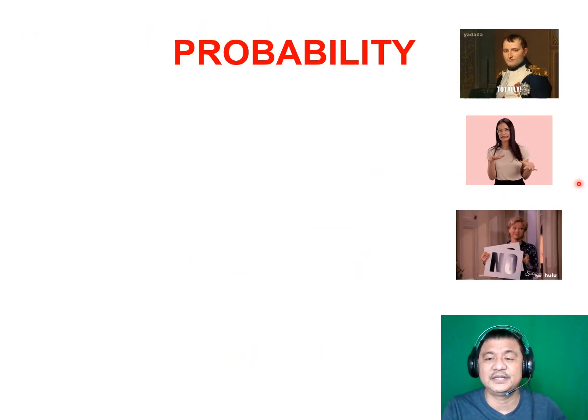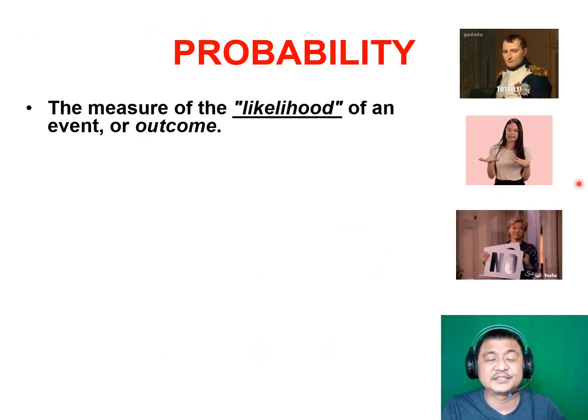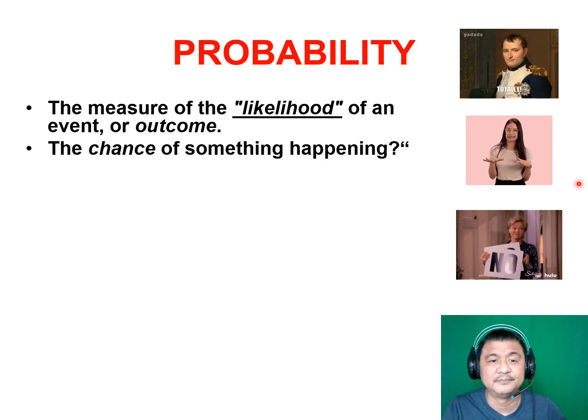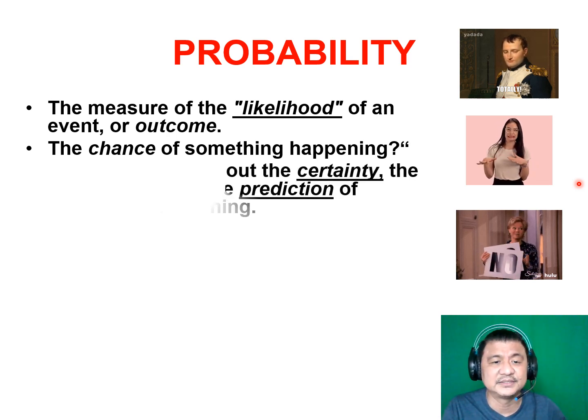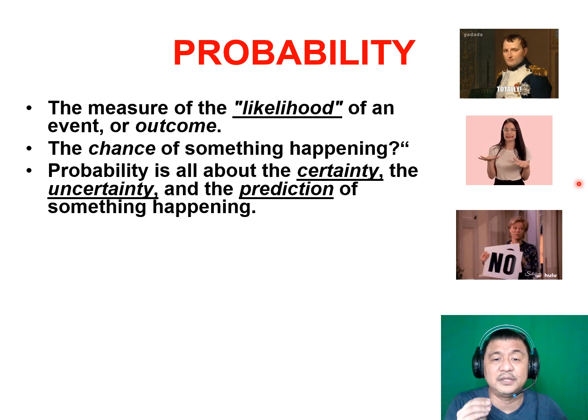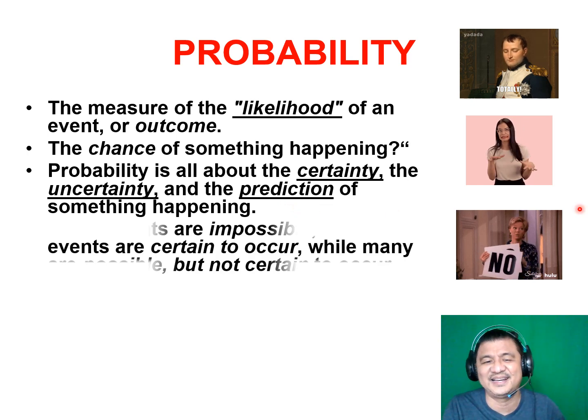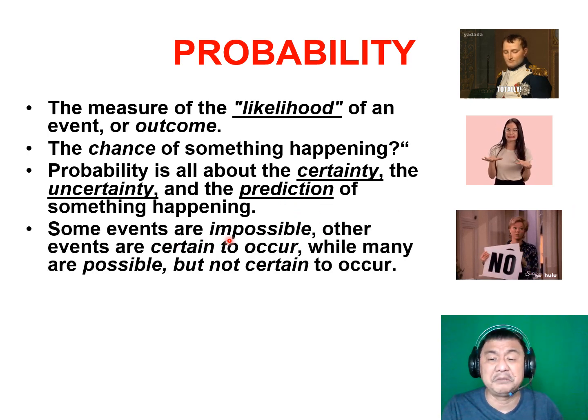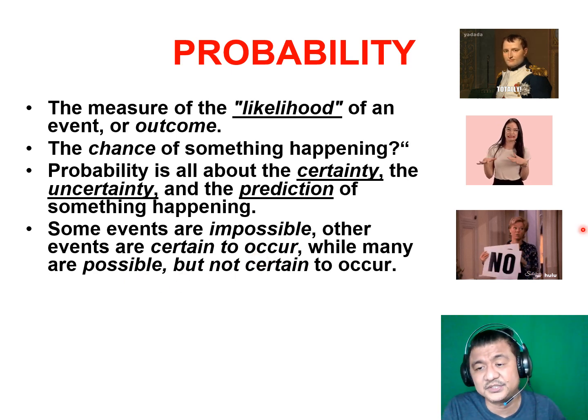Now, let's start with the definition of probability. It is the measure of the likelihood of an event or outcome. It is the chance of something to happen. We want to know the chance. The probability is all about certainty, uncertainty, or sometimes you use it to predict something. And what else? Some events are impossible. No way, that's not going to happen. Sometimes are certain to occur. Yes, it will happen. But sometimes it's in the middle, possible but not certain to occur.